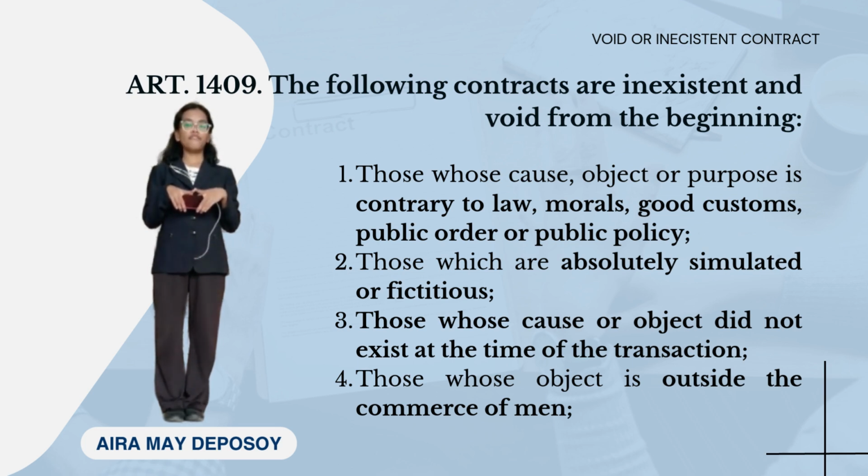Another example of a void contract is those contracts whose object is outside the commerce of men. This is when some things can't be owned or sold, they belong to the public. For example, a person tries to sell a sidewalk or a public plaza. These are public properties and cannot be sold or bought privately. Any contract that attempts this is considered also as void.